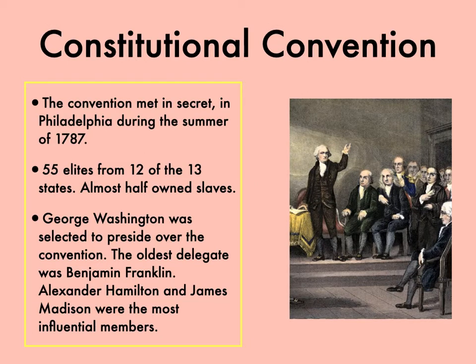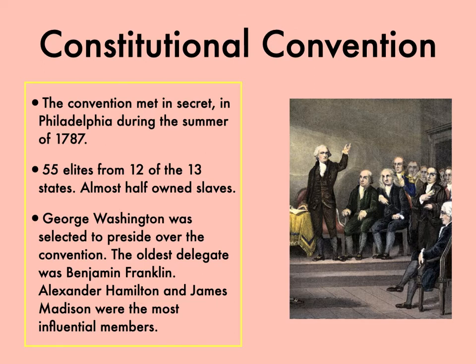The Constitutional Convention met in secret in Philadelphia during the summer of 1787. At first, the plan was to simply revise the Articles of Confederation. Quickly, though, the delegates realized they had to abandon the Articles completely and create a plan for a much stronger central government that could better protect private property and protect the elites themselves from too much democracy from below.